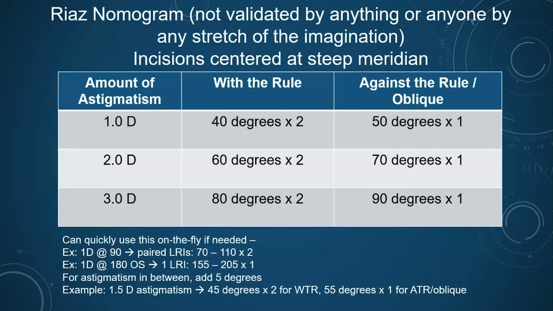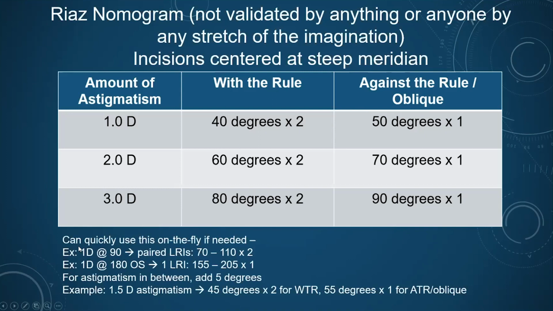This is what I just call the Riaz nomogram. It's not validated by anyone or by any stretch of the imagination, but it's a quick and fast method, what I call the 40, 50, 60, 70, 80, based on 1, 2, 3 diopters of astigmatism. It's very simple because for with-the-rule astigmatism, assuming that you're going to make a temporal clear corneal incision, it's 40 degrees times 2 centered at the steep meridian. If it's against the rule, it's 50 degrees times 1. So you can use this quickly on the fly if needed.